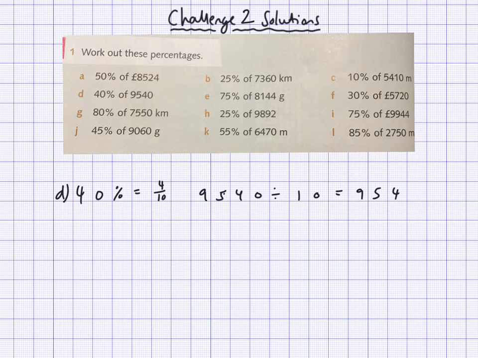Then I've got to multiply that by the top. So divided by the bottom, which is 10, and I'm multiplying by the top now, which is 4. So 954 multiplied by 4, which gave me 3,816. There's no units of measure to add into my answer this time. Question E.